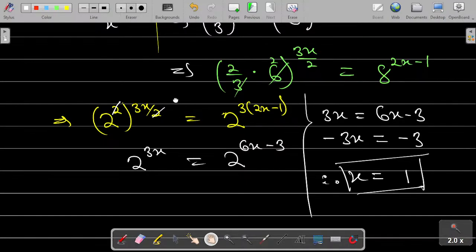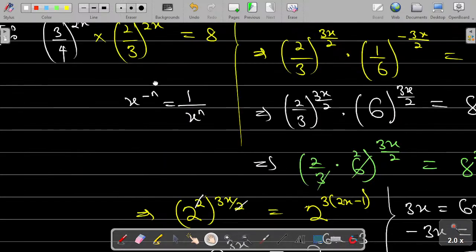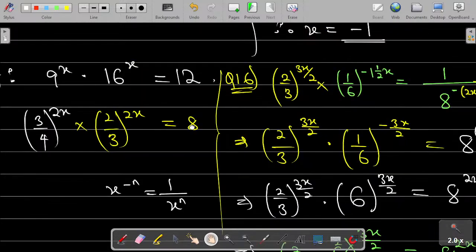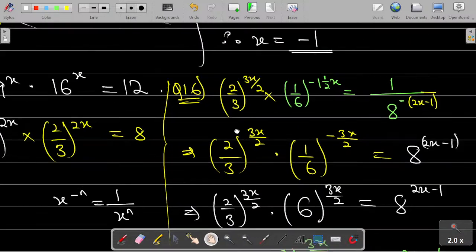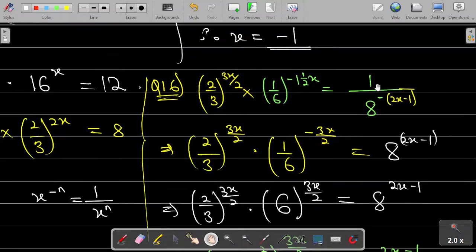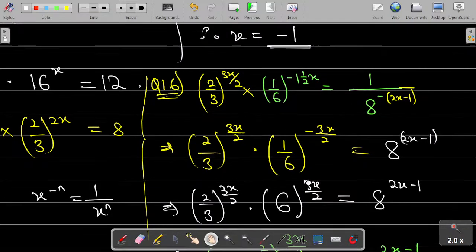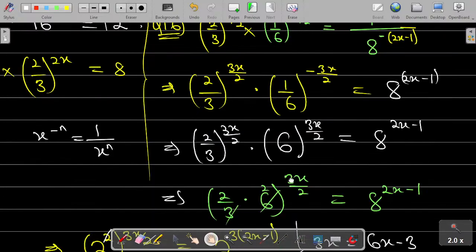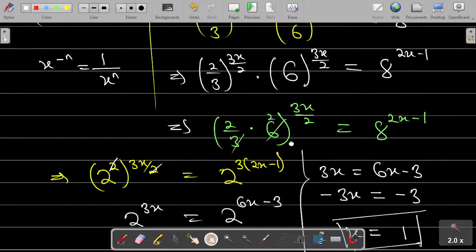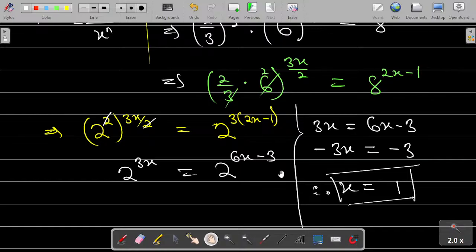And you can plug it in here and see if you will get the same solution. Okay, plug it in here and see if both sides are going to be equal. Of course they will be. Okay, so that is the last exercise in this marathon problem solving on indices.